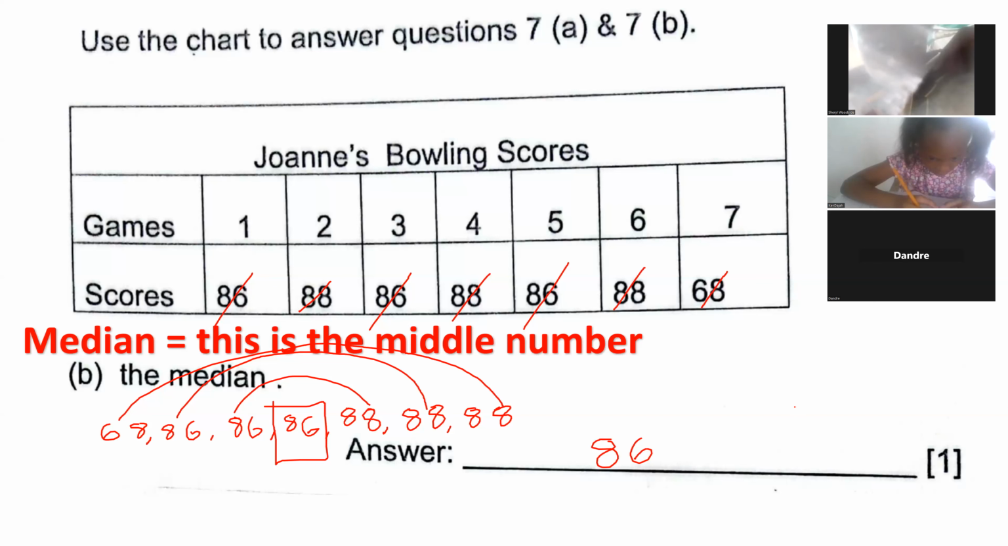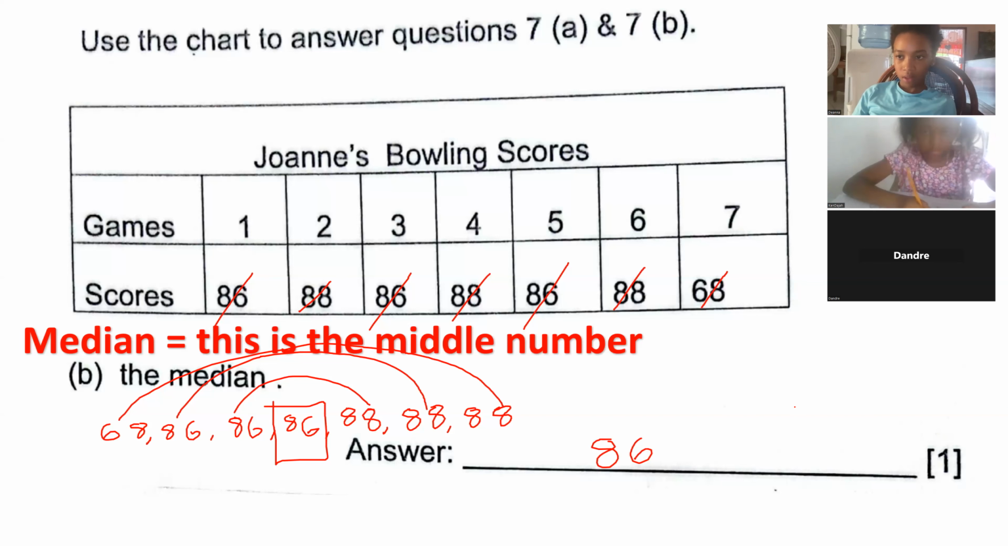Yes, sir. What is the median? The median is the one that appears most often. Not the mode, the median. What's the median? This is the middle number. Very good. What must we do to the digits before we find the middle number? We have to order them from least to greatest. Very good. And then we have to find the one in the what? Middle. Very good. All right, let's move on to question number 7 C.